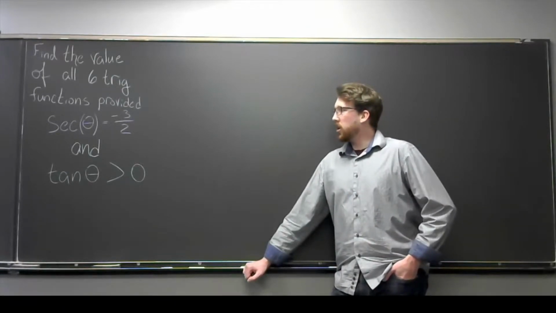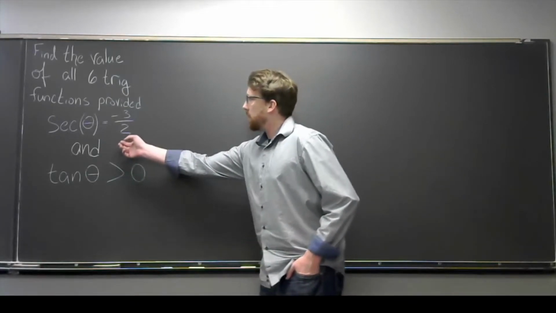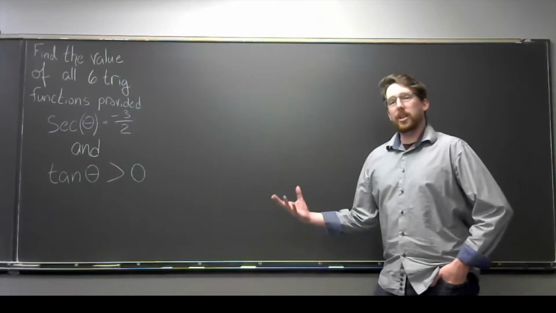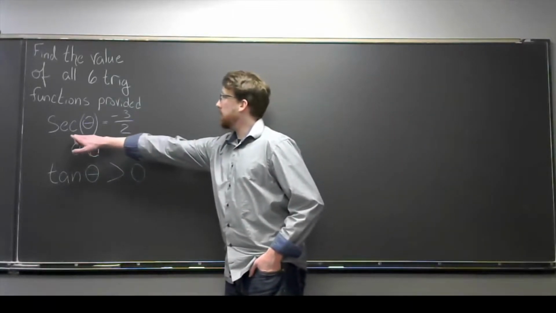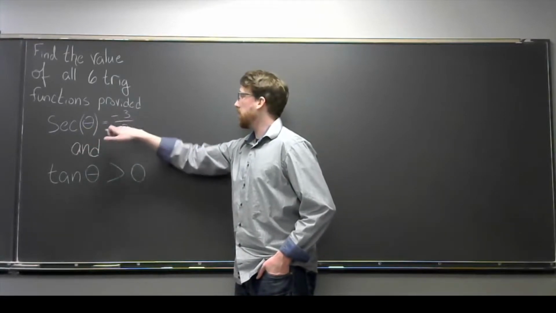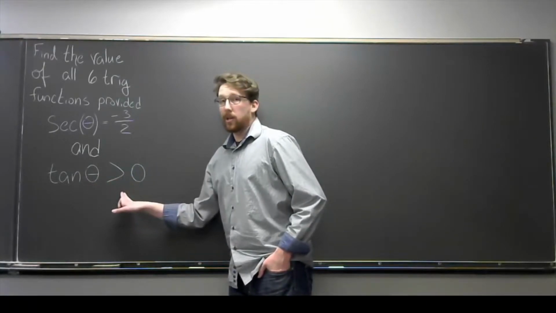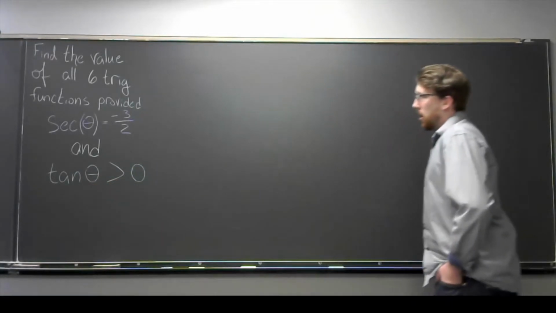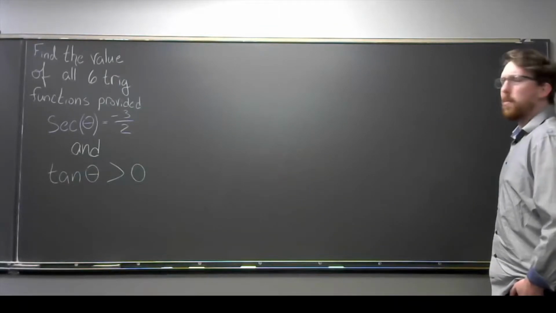Having said that, let's jump into it, and let's start by trying to solve this problem. So we want to find all 6 trig functions provided the secant of our angle is equal to -3/2 and the tangent of theta is greater than 0. All right, so how are we going to go about this?